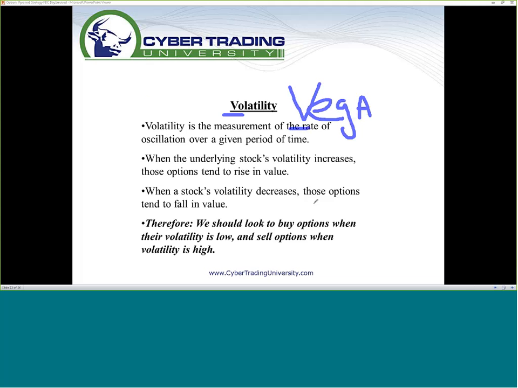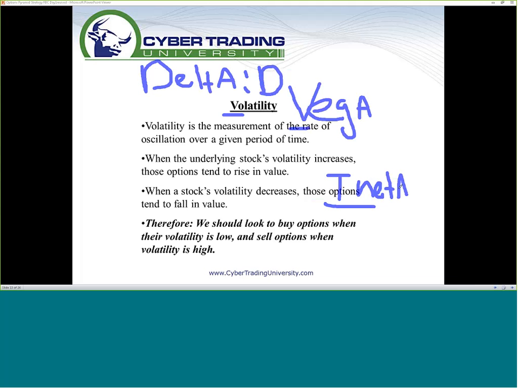Delta equals direction, meaning the stock goes up or down. Direction. Time is theta. It's an easy way to remember that. Time starts with a T, theta. Volatility starts with a V, Vega. Direction starts with a D, delta.